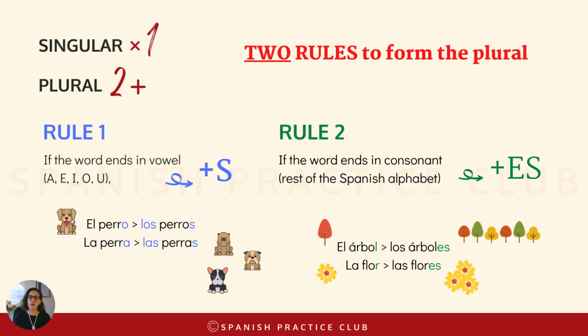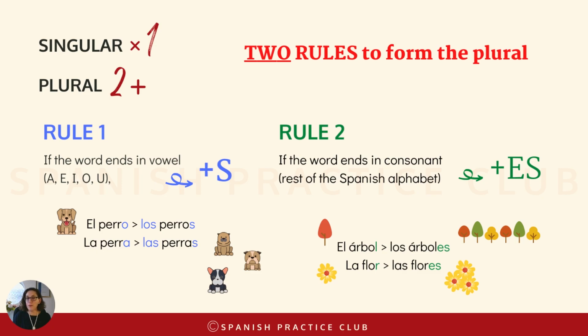And obviously, we already know by now that we need to change the definite article from the singular masculine el to the plural masculine los. So the dogs, los perros. And we also know how to form the feminine plural. So the plural will be las perras.